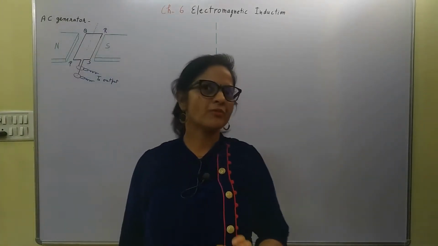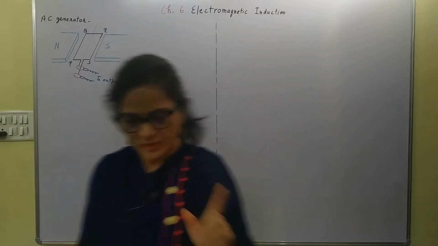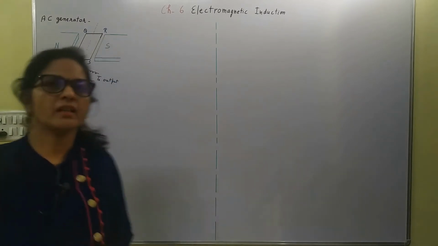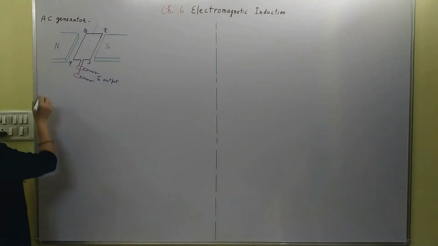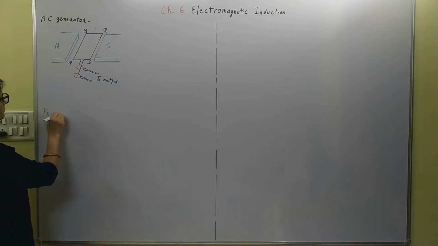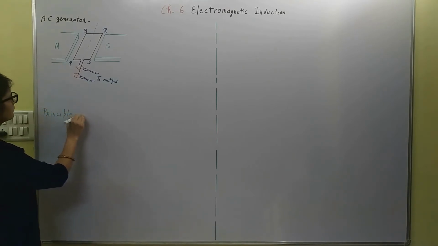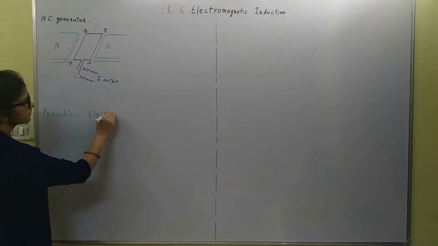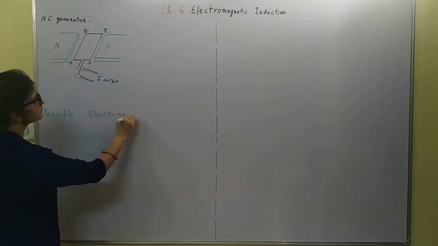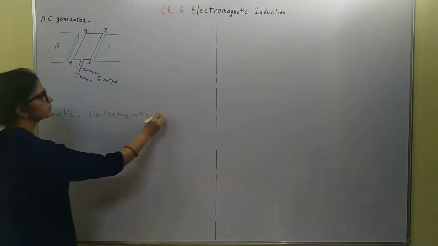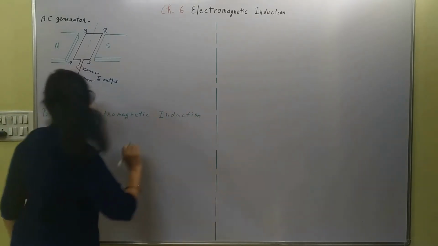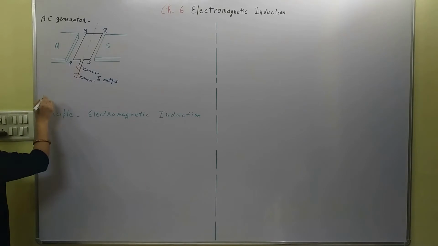Hello everyone. Today we will discuss the AC generator. The AC generator is based on the principle of electromagnetic induction. We need to write this principle in detail. And what is an AC generator?